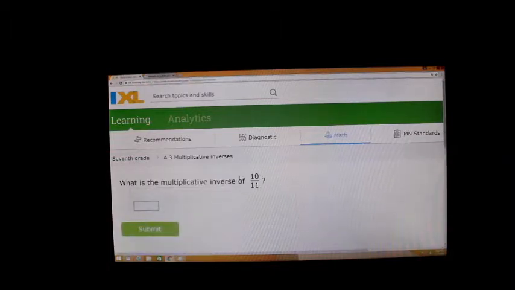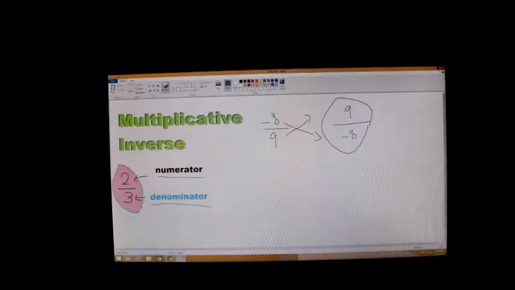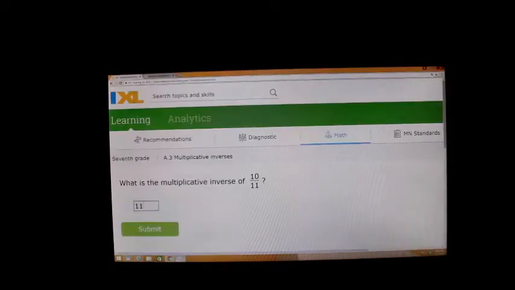What is the multiplicative inverse of 10 over 11? The question is asking us what the multiplicative inverse of 10 over 11 is. All we have to do is switch the position of these two numbers. Therefore, 11 goes on the top and 10 goes on the bottom. And that's our answer.